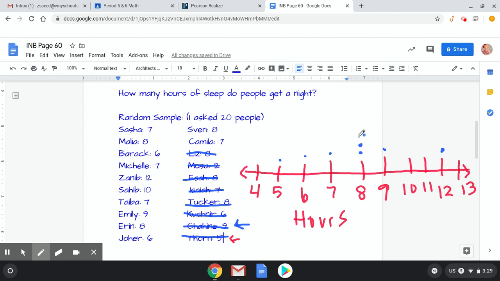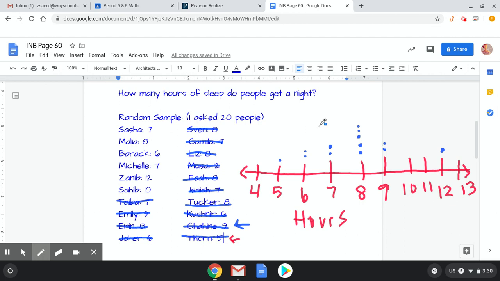Liz sleeps for 8 hours. We got another 8 up here. Camilla sleeps for 7 hours. I put a 7 there. Savannah sleeps 8 hours. Johair sleeps for 6 hours. We're going to make a 6 here. Aaron sleeps 8 hours. Put an 8 there. Emily sleeps 9 hours. Put a 9 there.